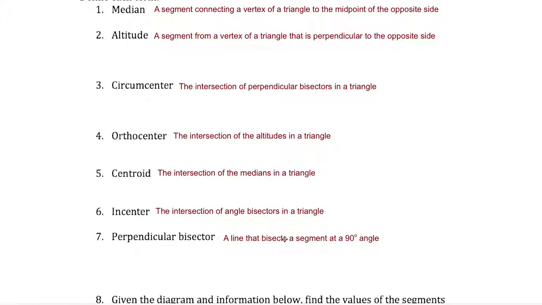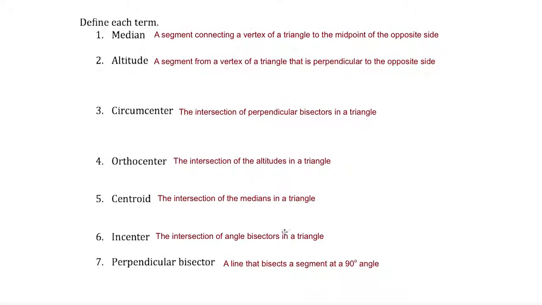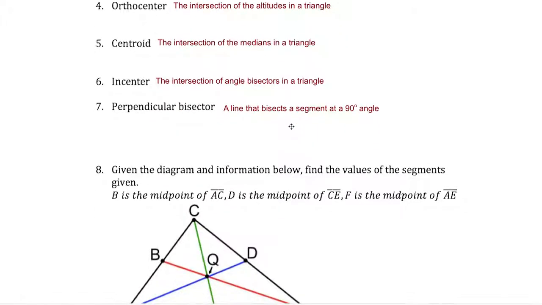Angle bisector is a term that we've looked at previously, being a segment that bisects the angle, cuts in half one of the angles of a triangle. And then a perpendicular bisector is a line that bisects a segment at a 90-degree angle. So you will need to know all these definitions for your test, so make sure that you understand these.